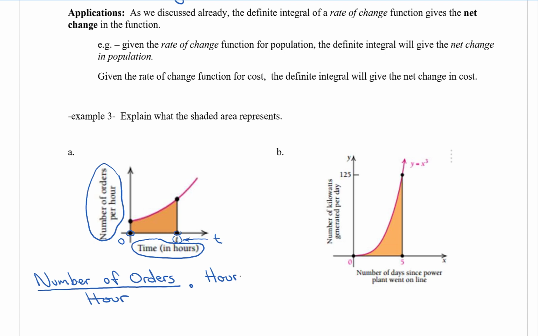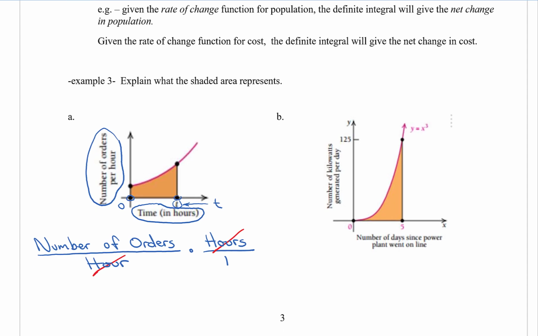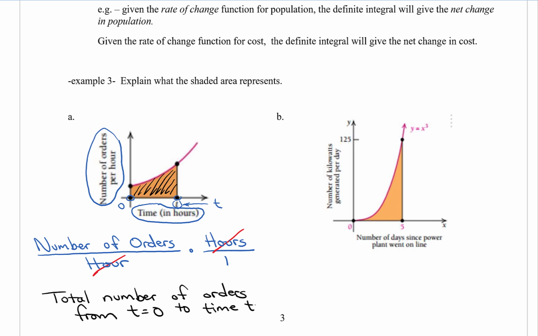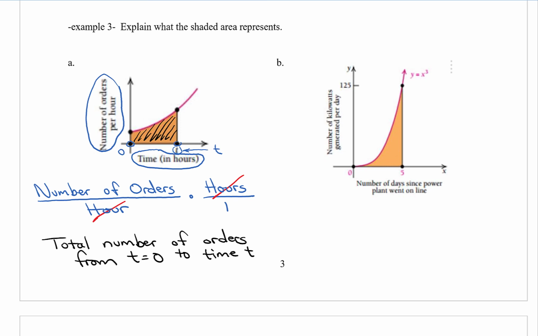And then we're going to multiply that with hours over 1. Here, the hours will cross cancel. So we can cancel those out, and then we'll be left with just number of orders. So I'm going to go ahead and shade or stripe the orange region, the part that we're finding, and that part is actually going to represent the total number of orders from t equal to 0 to time t. I'm going to go ahead and box that answer in.